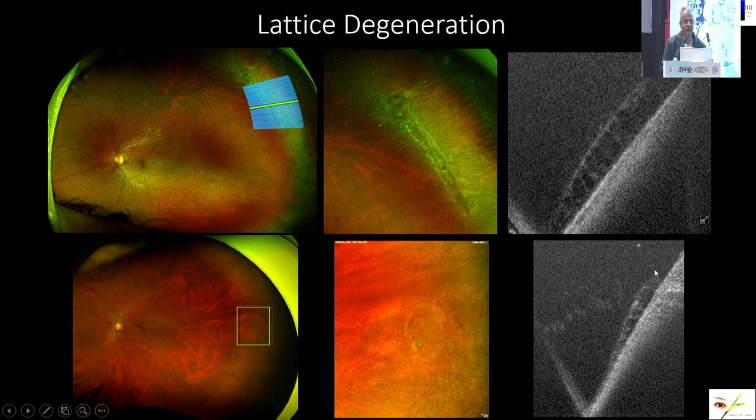Now one would wonder why you need such an expensive instrument when you can do this with scleral depression. Yes, you can do it with scleral depression, but there are some lesions which are posterior to the vortex vein, and you may not be able to reach them with scleral depression, so this technology will help you to delineate the pathology, whether it's a hole or not.